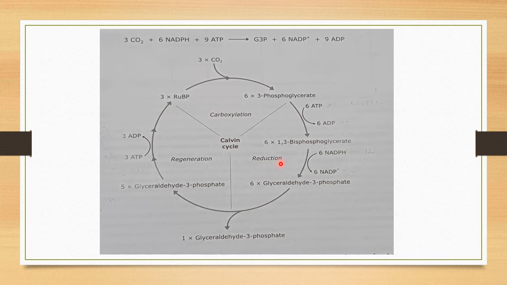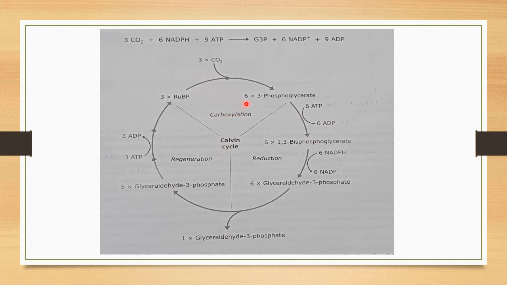रिडक्शन. So रिडक्शन में क्या होता है? 6 molecules of 3-phosphoglycerate, 3-phosphoglycerate converts into 1,3-bisphosphoglycerate with the utilization of 6 molecules of ATP. ये साइकिल आपको बहुत अच्छे से याद रखनी है. Whatever questions are asked from Calvin cycle are directly related to this diagram only.